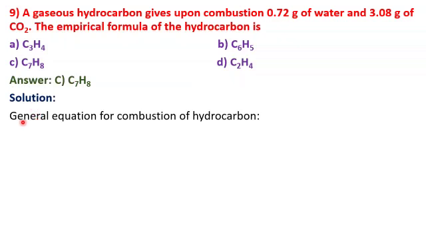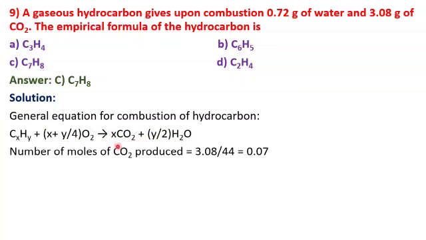Solution. First you have to consider the general equation for the combustion of a hydrocarbon. This is the general equation for the combustion of any hydrocarbon: CxHy plus (x plus y by 4) O2 gives x CO2 and y by 2 H2O. Here you have to calculate the values of x and y, which will give the empirical formula of the hydrocarbon.